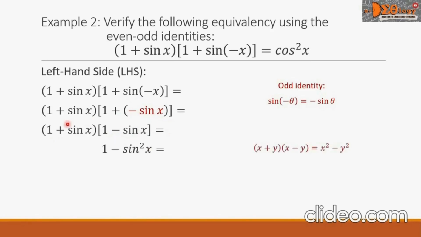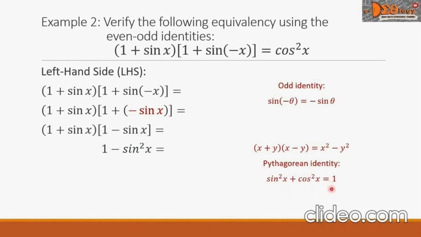In algebra, if we multiply sum of two terms times the difference of two terms, the product will be the square of the first term minus the square of the second term. So multiplying the 1 plus sine x times 1 minus sine x, I have here now 1 minus sine square x. From the Pythagorean identity, we have this sine square x plus cosine square x equals 1.